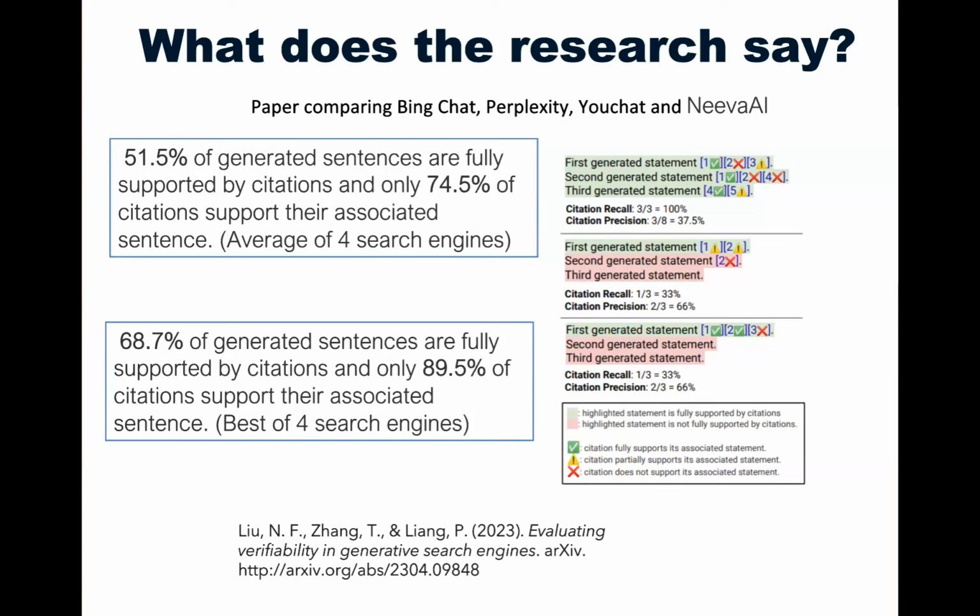That means how many of them have at least one citation that does support the generated sentence, right? And the average for this is only 51.5%. So on average across the 4 search engines, if you look at each sentence, about half of them will have a valid citation, right? Basically, the citation does say what the sentence is saying.